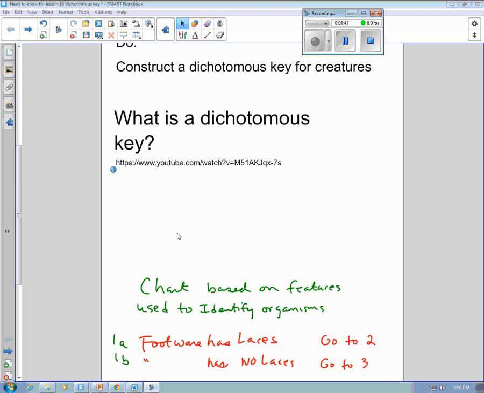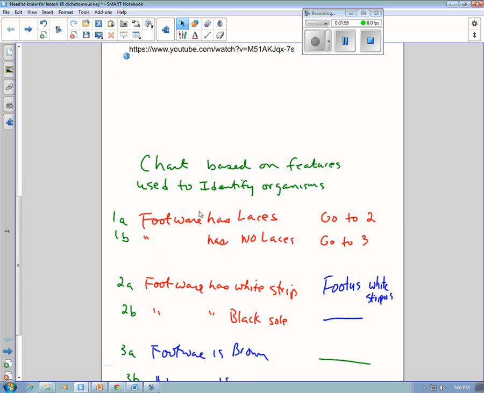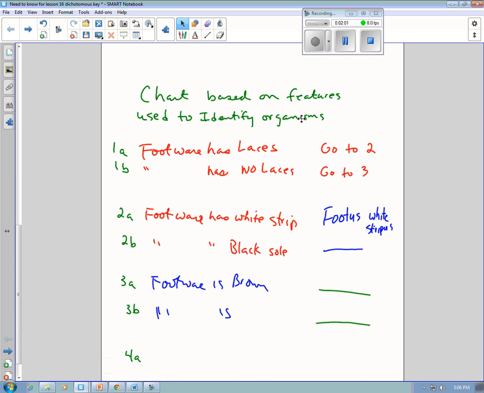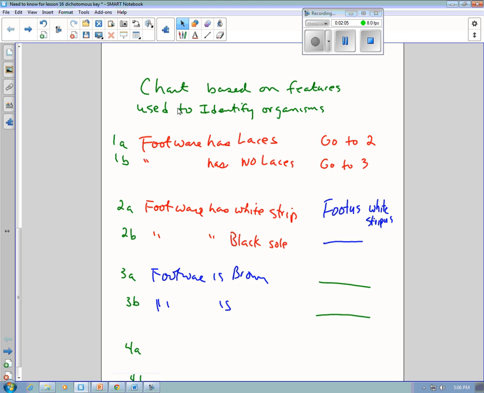Now we're introducing this whole idea of dichotomous keys. There's a nice little YouTube clip of that. I'm sure if you go onto YouTube, you can find lots of little clips on dichotomous keys. But then what we did in class is we took 4 shoes, and we tried to make a dichotomous key for 4 shoes.